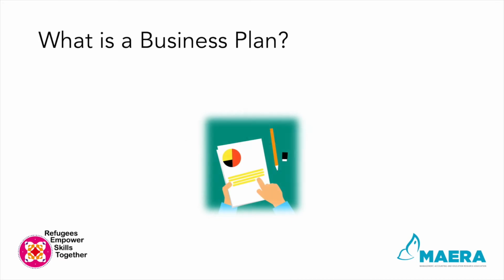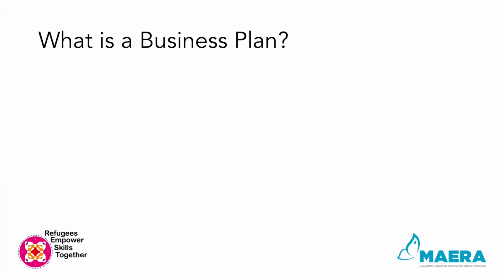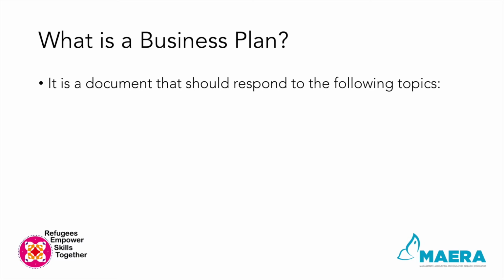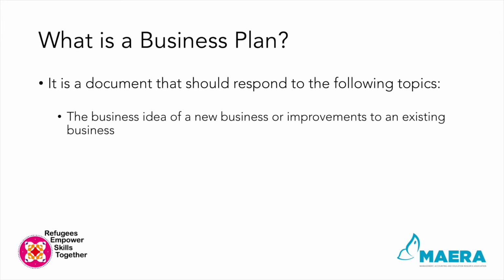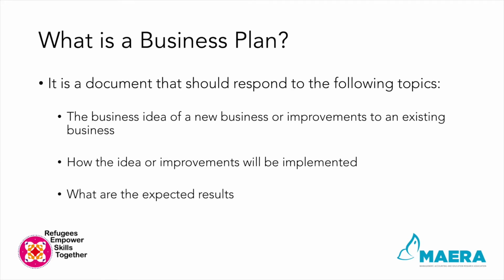The first question we need to respond is, what is a business plan? And the response is very clear. A business plan is a document that should give concrete information about the following topics: the business idea of a new business, or improvements to a business that already exists, explanation of how the idea or improvements will be implemented, and finally, a business plan should also give information about the expected results.